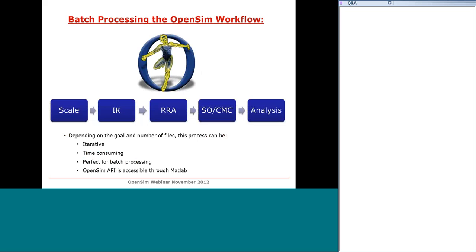The typical OpenSim workflow begins with scaling and inverse kinematics, moves on to RRA and static optimization, or CMC, and it finally ends at some analysis. This workflow can be iterative and time-consuming. For research studies with a large number of subjects, it may be useful to create a batch processing script. With OpenSim 3.0, the OpenSim team is rolling out a number of really amazing features that will allow the API to be accessible through Matlab.